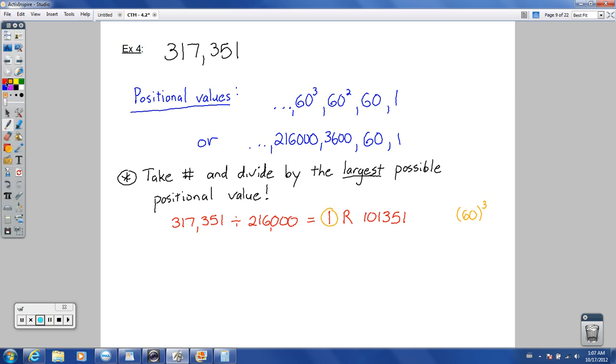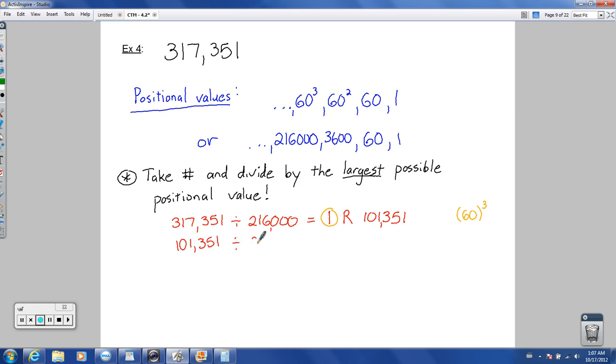So let's now take my remainder, 101,351. I'm going to write that down here, 101,351. Now I'm going to divide it by the next positional value, by 3,600.